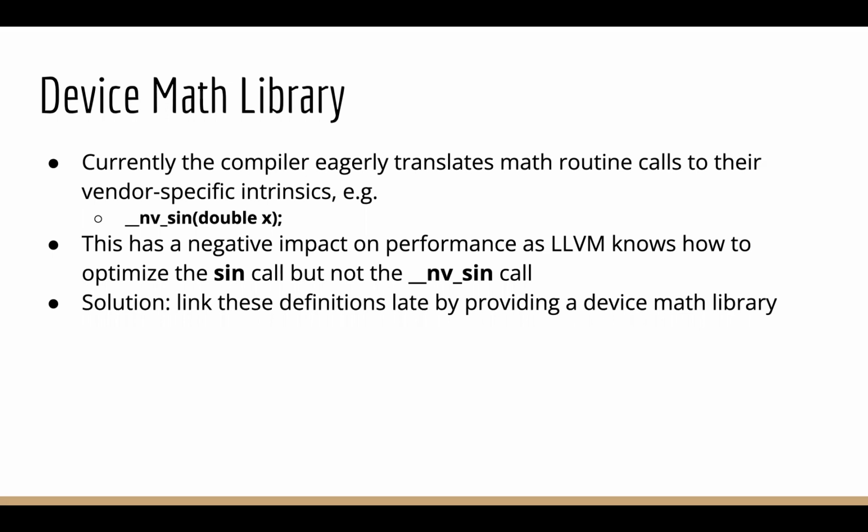And this works, but it has the downside that LLVM knows how to optimize the sine call, but it doesn't know how to optimize the NV sine call. And furthermore, this makes it more difficult to create more generic offloading code that you might want to utilize if you're doing something like JIT, where you want to retarget things or target things dynamically.